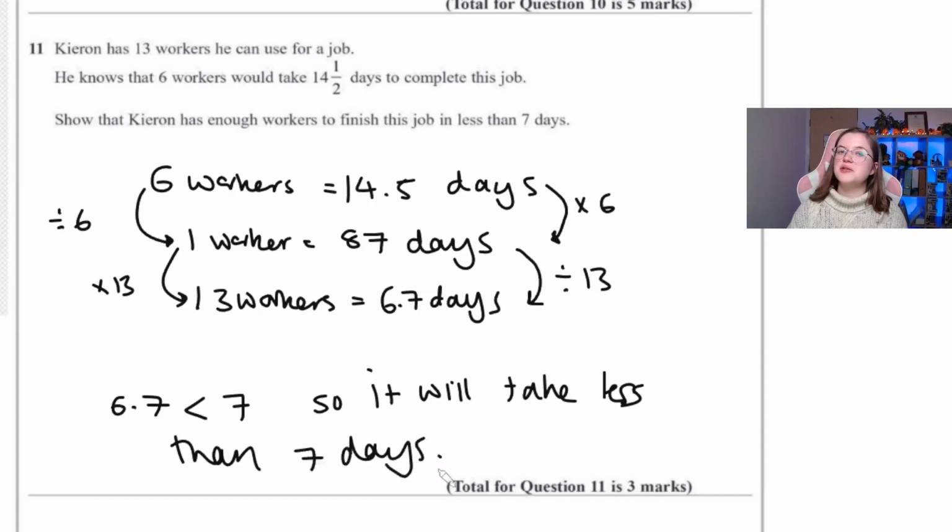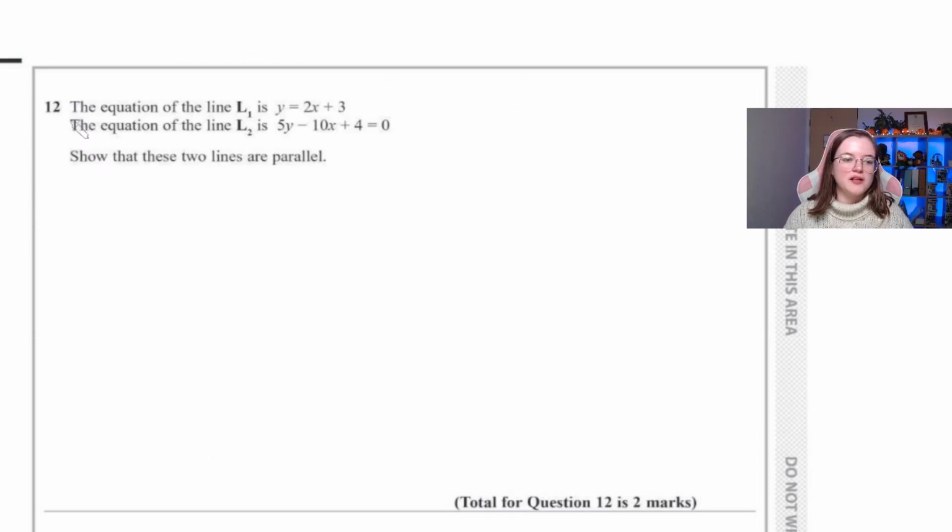And there we are, and that's question 11. Question 12: the equation of the line L1 is y equals 2x plus 3. The equation of the line L2 is 5y minus 10x plus 4 equals 0. Show that these two lines are parallel.